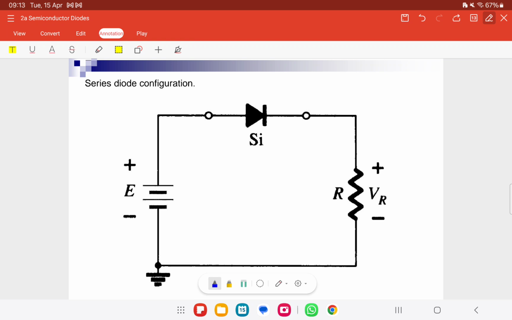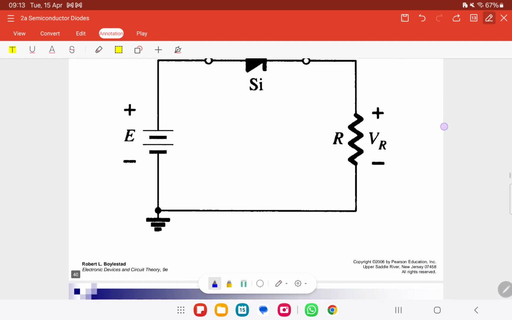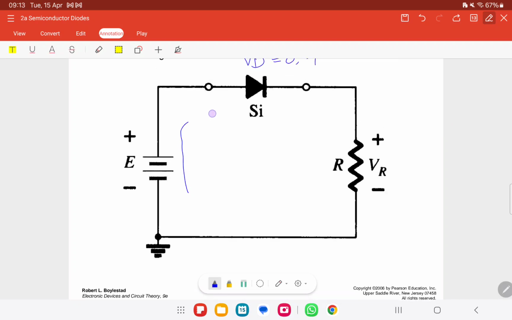So kat sini dia tulis silicon. What are the value? Sometimes dekat sini kita letak VD. Okay, we have the diode voltage. Okay, what are the value of the VD? Yes, for the silicon it is 0.7. So if we have a circuit here, so the current can flow.